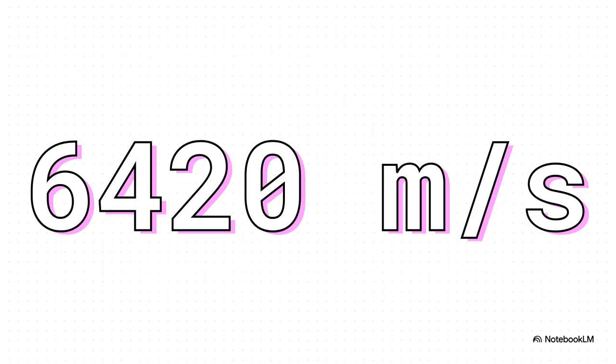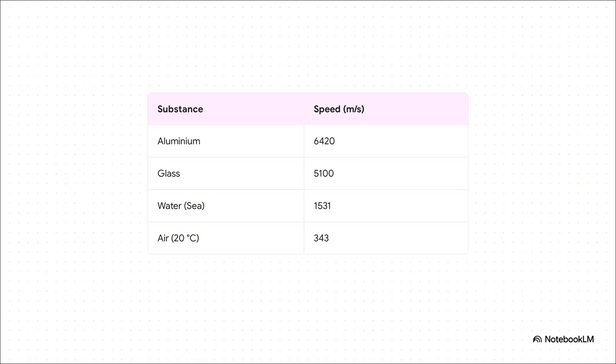Just how fast are we talking? Well, get this. In aluminum, a sound wave zips along at over 6,000 meters per second. That is almost 19 times faster than it travels through the air that you're breathing right now. It's just unbelievably quick. You can really see the difference across different materials here. Look at aluminum way up at the top, then glass, then even water is way faster than air. You see the pattern, right? The denser the medium, the more tightly packed the particles are, the faster the sound travels.